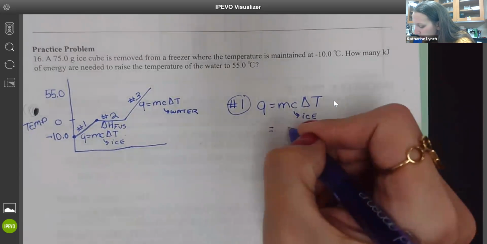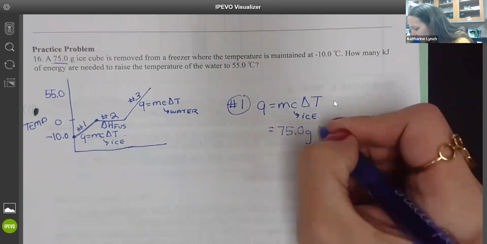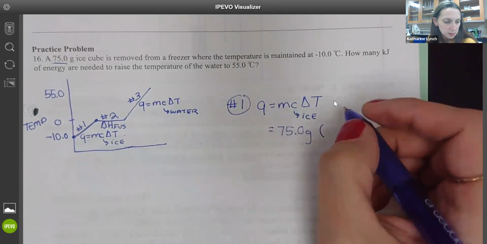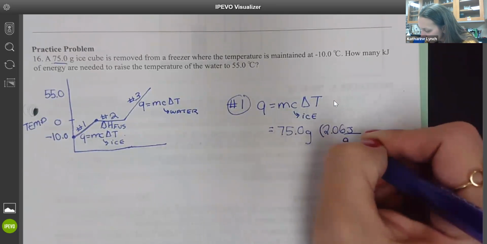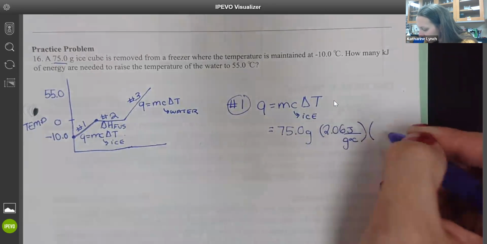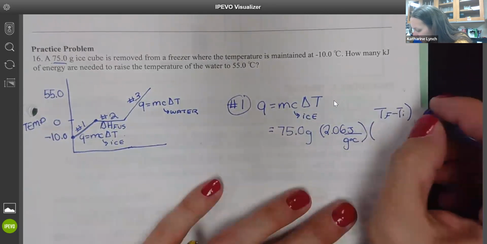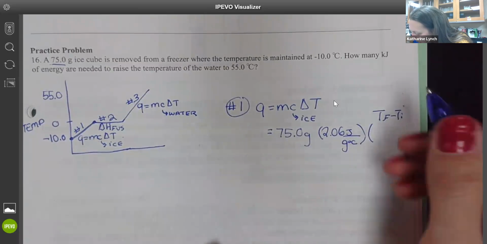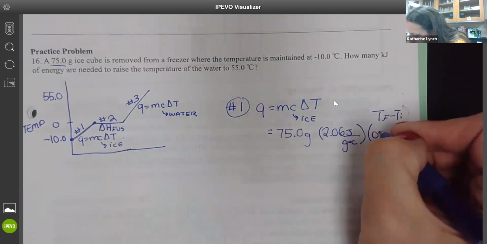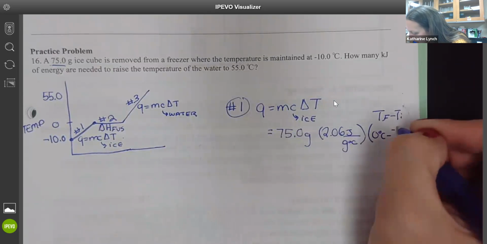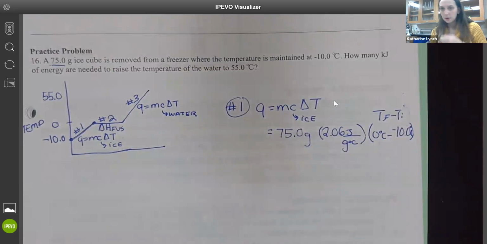So to find the energy here, my mass is 75 grams. My specific heat of ice is going to be 2.06 joules per gram degrees Celsius. And remember, delta T is temperature final minus temperature initial. So I am going to do temperature final 0°C minus -10°C. Running out of room there.